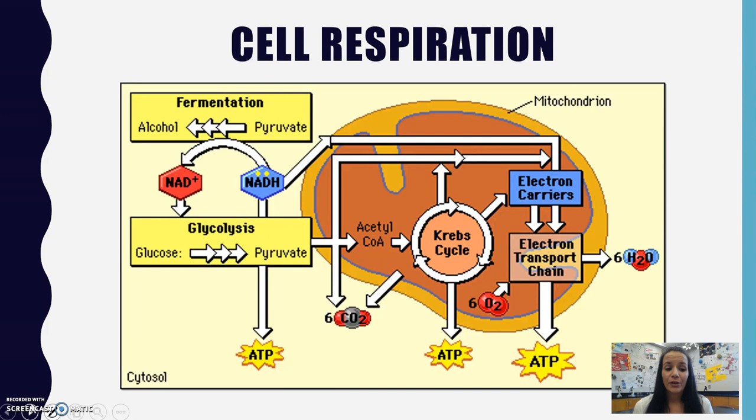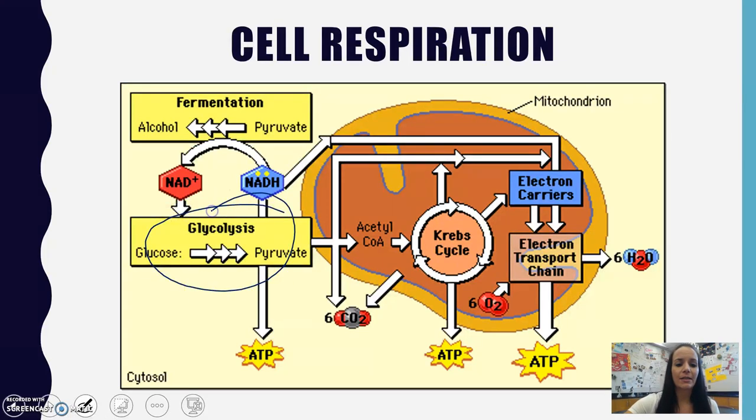Cell respiration, another topic you should be familiar with. So remember that when we start with glycolysis, we always start there. If oxygen is present, we go to Krebs, and then electron transport, which produces the most ATP. And if oxygen is not present, we go to fermentation.